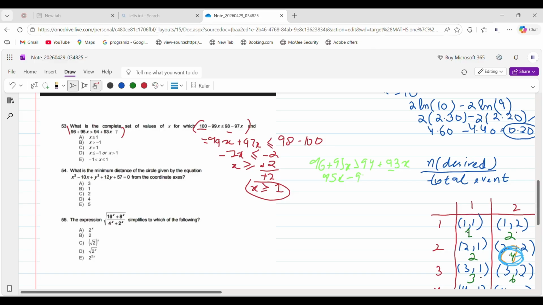95x minus 93x greater than 94, 96 on the right hand side. Okay, so 95 minus 93 is 2x greater than 94 minus 96, basically negative 2. So x is greater than negative 2 by 2, x is greater than minus 1.